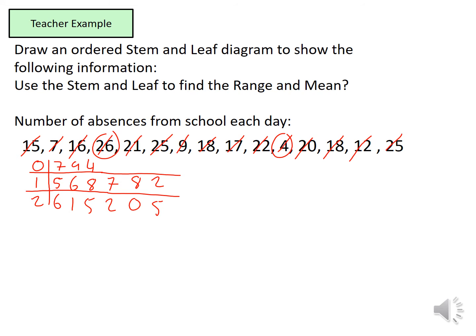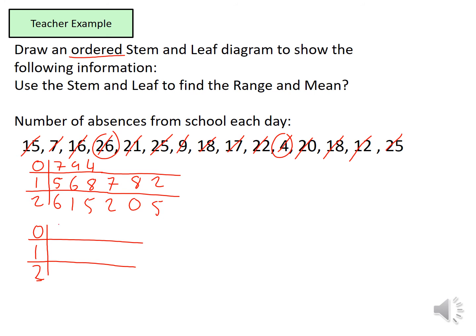Now, we have used all the information that was given to us. We've got that into our stem and leaf diagram, but we have not ordered our stem and leaf diagram. Remember, stem and leaves need to be in order. So I'm going to draw out another stem and leaf diagram. The stems remain the same, so 0, 1 and 2. I'm just going to put them in order.